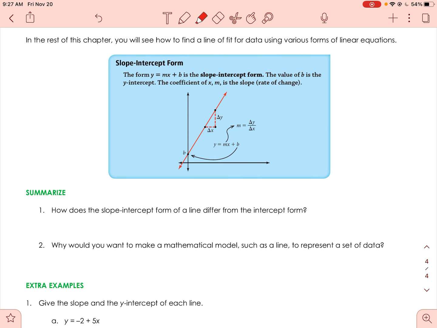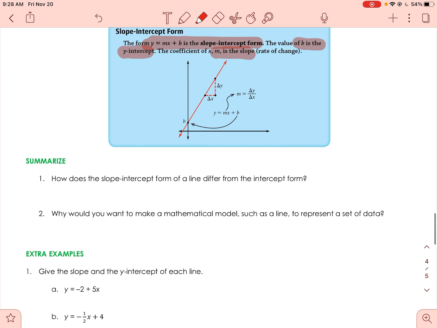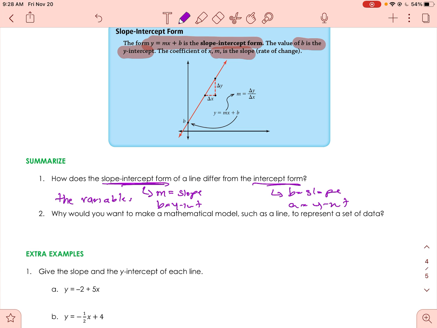All right. The thing that you should take away from this is that slope-intercept form is y equals mx plus b. M is the slope and b is the y-intercept. Again, how does the slope-intercept form of a line differ from the intercept form? The big thing is the variables. Here, m equals slope, b equals y-intercept. Over here, b equals slope, and a equals y-intercept.